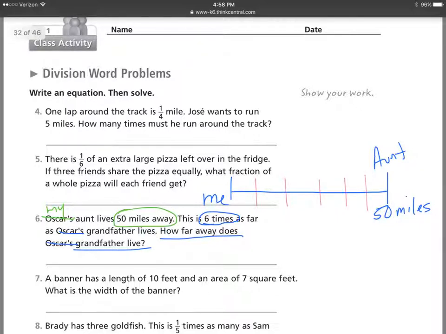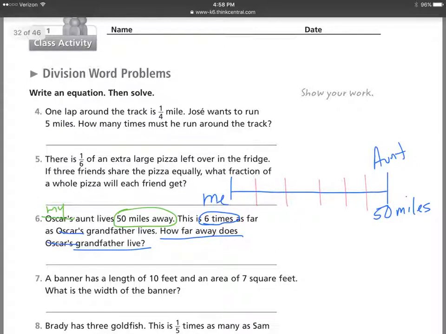These aren't perfectly equal, but they don't need to be for this demonstration. Now we have 6 equal spots. 1, 2, 3, 4, 5, 6. I'm the first line, that's 0 miles, because I'm 0 miles away from myself. My aunt is the last line because she's farthest away at 50 miles.